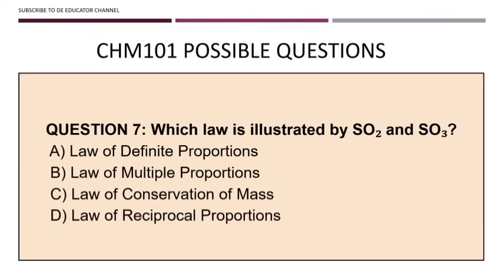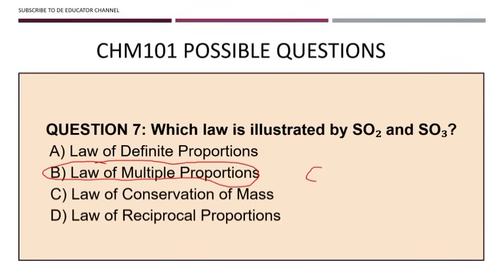So the next question, which law is illustrated by SO2 and SO3? Once you see this kind of question, just run straight to multiple proportion. Law of multiple proportion. So basically what this law of multiple proportion is saying is that the same elements can combine together in different ratios. This is SO2, SO3. It is the same element but different ratio.